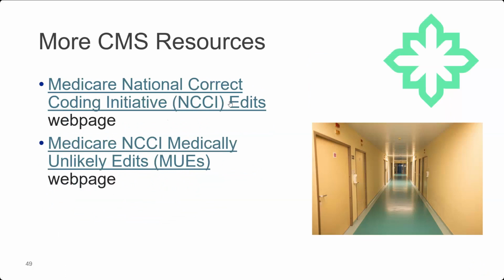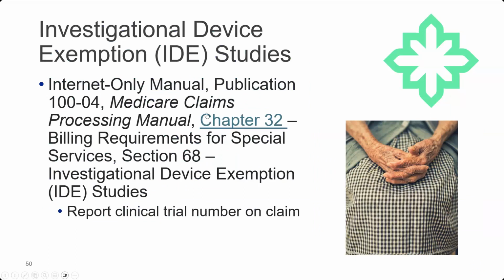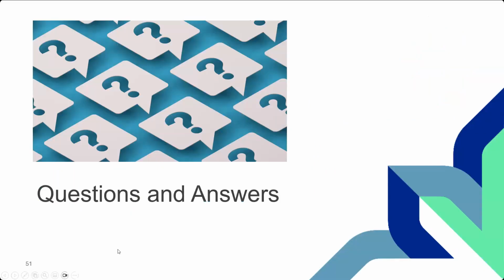Here are links to those National Correct Coding Initiative edits, a part of which are the medically unlikely edits. This is for those denials when the MUEs exceeded that MUE that's published by CMS, or not published by CMS, but in place when claims are processed. IDE studies information here in the IOM tells you to report that clinical trial number on the claim. If it's missing, your claim is going to reject or deny.